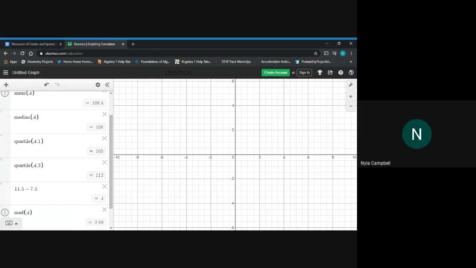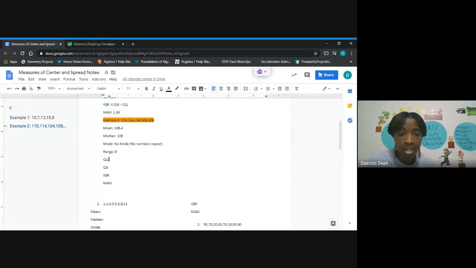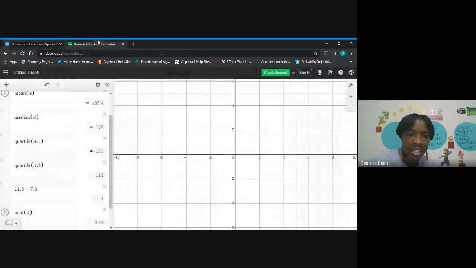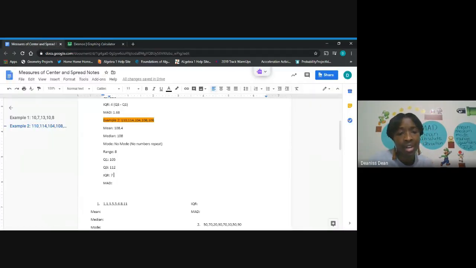Quartile 1 right here is 105, and quartile 3 is 112. Interquartile range, remember you just subtract Q1 from Q3. So I do Q3 minus Q1. So 112 minus 105 is 7. So that's how spread out the middle 50% of the data is, okay, between the quartiles. And then lastly, the mean absolute deviation is 2.88. So on average, the numbers in the list are about 2.88 in distance from the mean.